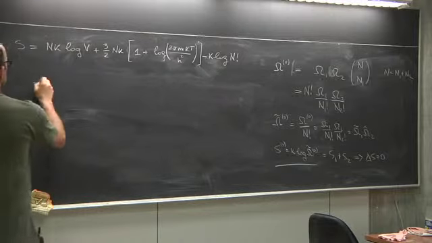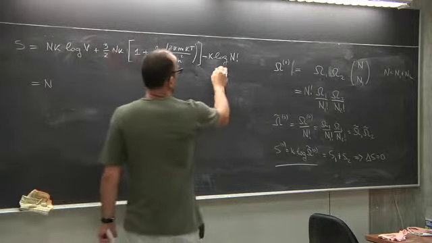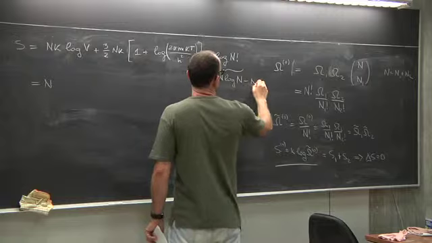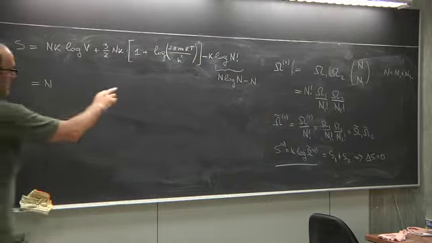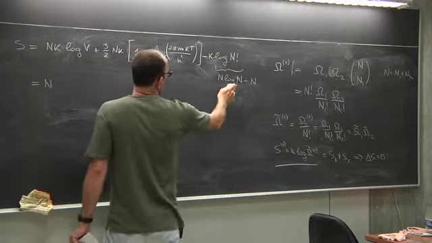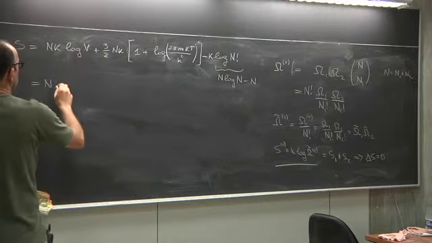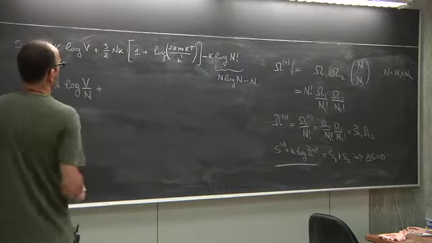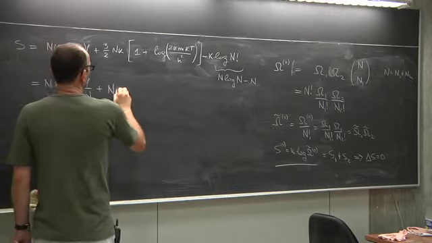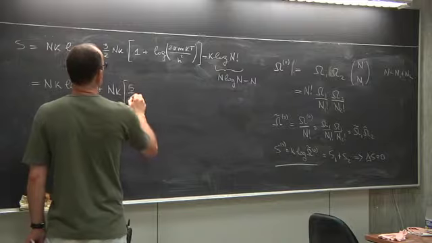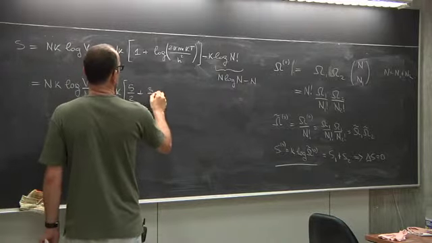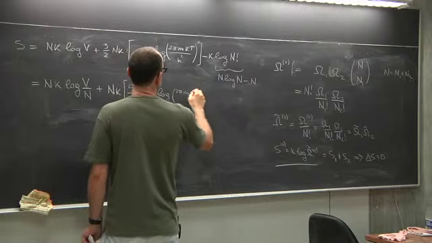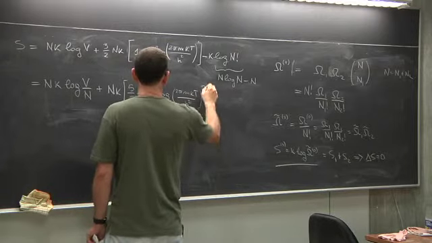And so you see, using Stirling approximation, this is n log n minus n. So this minus k times n log n, I can put it together with this. So I have nk times log v over n plus nk times 5 over 2 plus 3/2 log of 2 pi m kt divided by h squared.